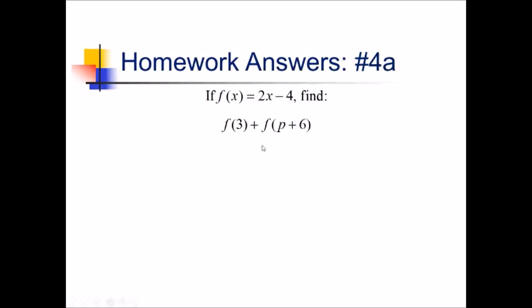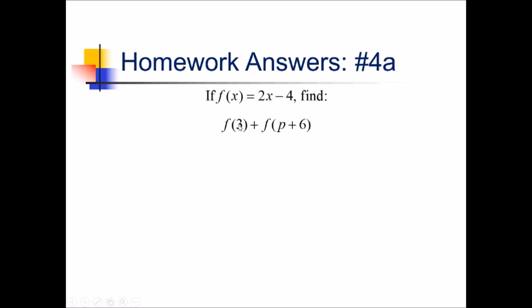On this problem, I'm given the function f of x equals 2x minus 4, and I'm trying to find f of 3 plus f of p plus 6. So there's a lot going on in this one. I'm actually plugging two different values into the same function, and then I have to kind of pick up the pieces after I do that.